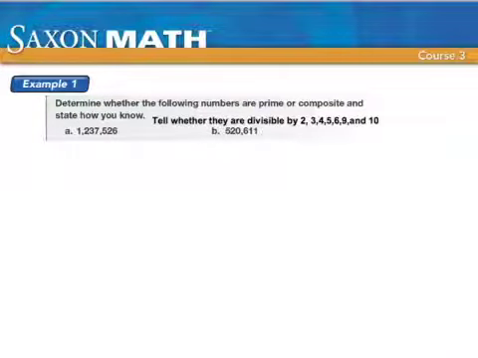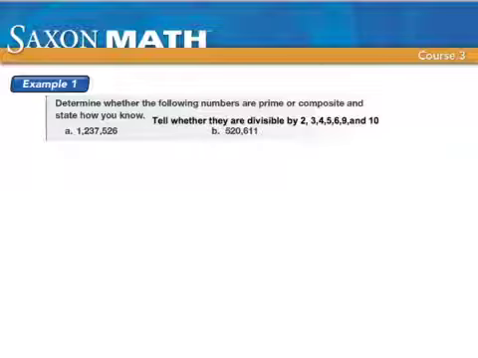Okay, so sometimes you're going to get an example, and in the book it's stated like this right here. It says determine whether the following numbers are prime or composite, and state how you know. Again, prime means it's not divisible by anything else except for 1 and itself. So if it's prime, the only two numbers that should go into this are 1 and itself. Well, then I put on your instructions, tell whether the numbers are divisible by 2, 3, 4, 5, 6, 9, and 10. So use those tests that we just talked about.